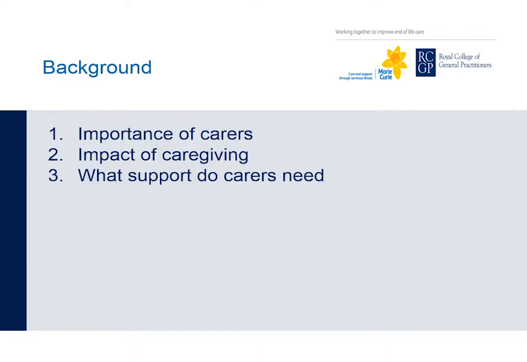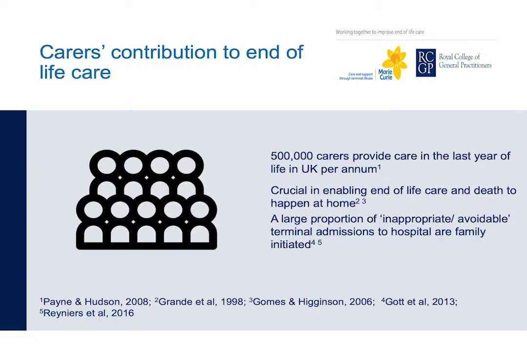To start with, we will give a bit of background to why it is important to support carers and how to support them by looking at the importance of carers, the impact of caregiving, and what support do carers need. Let us consider the importance of carers first. There are an estimated 500,000 carers who provide care in the last year of life in the UK per annum. This figure probably underestimates the contribution of the wider network of relatives and friends.